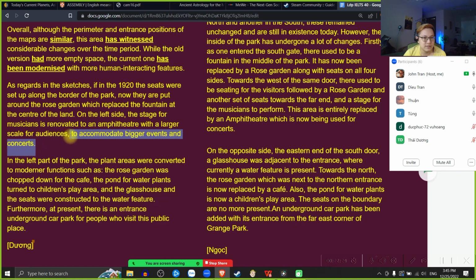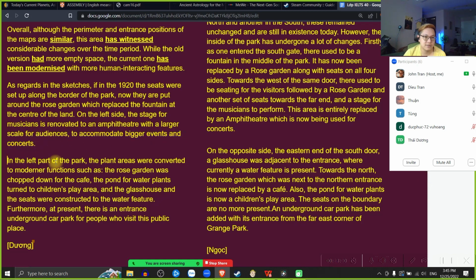This is an assumption, but it's a safe one. It can accommodate larger events and larger concerts. Of course, why do we make a bigger amphitheater? For bigger concerts, for bigger events. So this is a very safe assumption. Good.